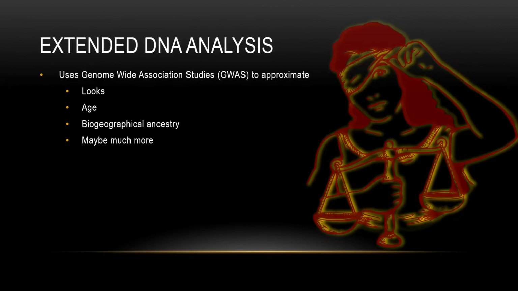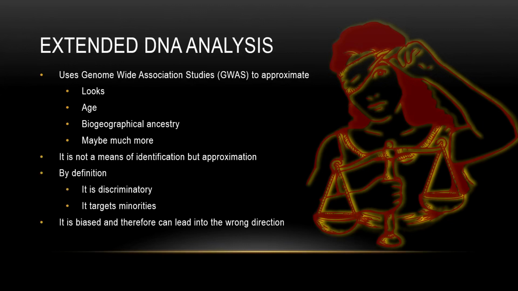So extended DNA analysis uses the whole genome-wide association studies to approximate looks, age, biogeographical ancestry, and maybe soon much more. And it is not a means of identification, but approximation. And by definition, it's discriminatory and it will target minorities. And since it is biased, it can always lead into the wrong direction.